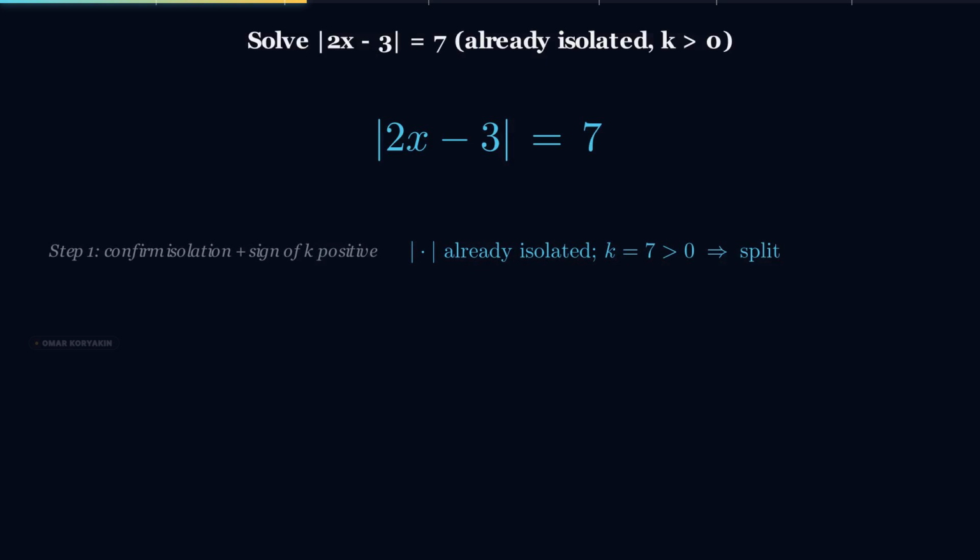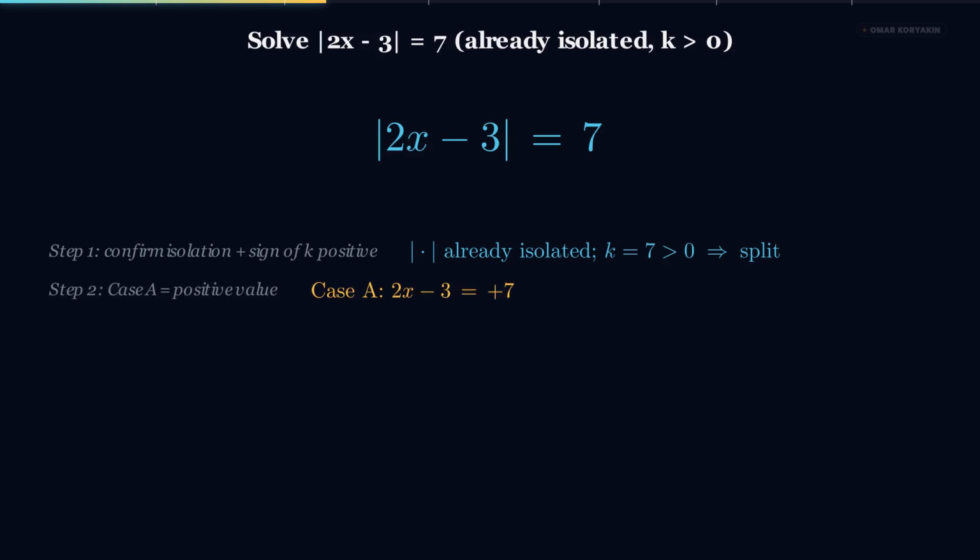Step 1. Confirm that the absolute value is isolated. The left side is absolute value of 2x minus 3 with no other operations on the absolute value chunk. The right side is the constant 7, which is positive, so the case split will produce two valid linear equations. Isolation confirmed and the case split is the next move.